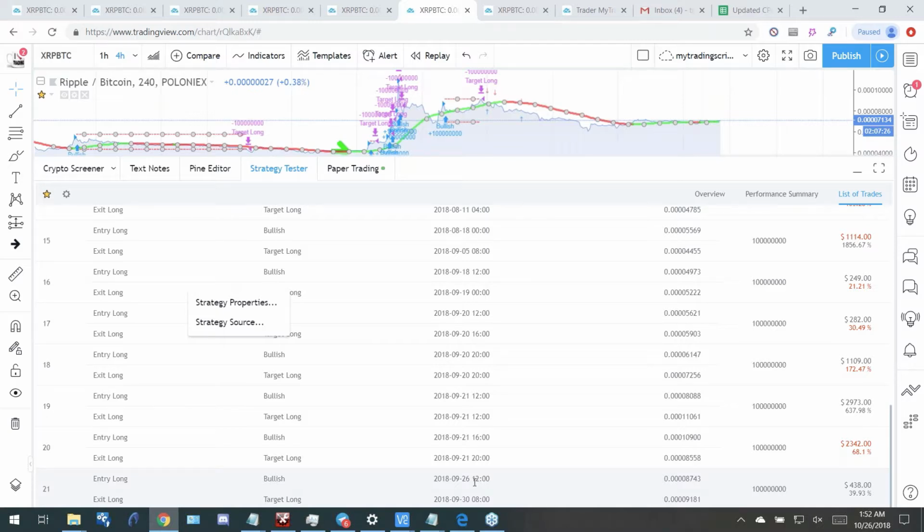When you read this, it's called the trade history. You read this left to right, which on the left hand side is 21, and that's the ticket ID. Then it shows you where it says entry long bullish, and then what's next is the timestamp. The timestamp is the date that it was executed. So this trade was executed on 2018 9/26, which is September 26th. Then you follow that along, and this is the price that it was executed at.